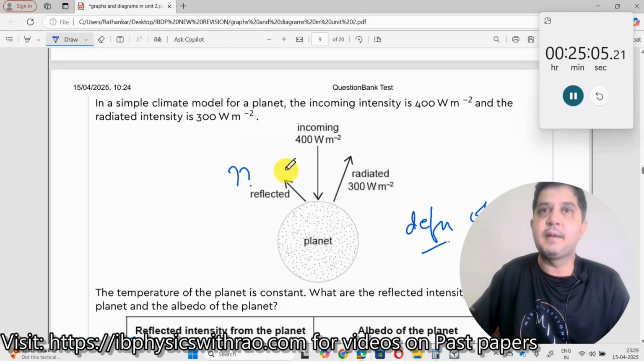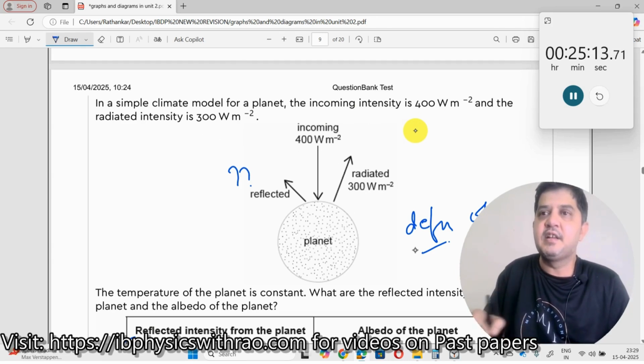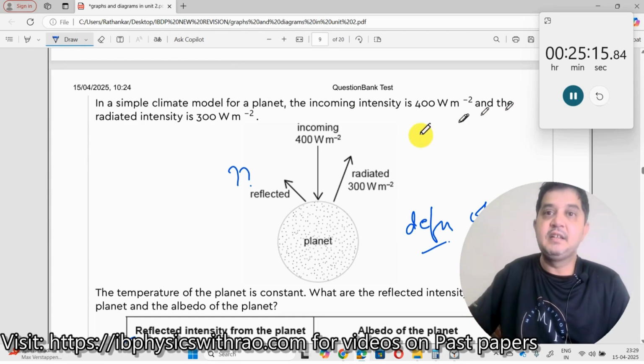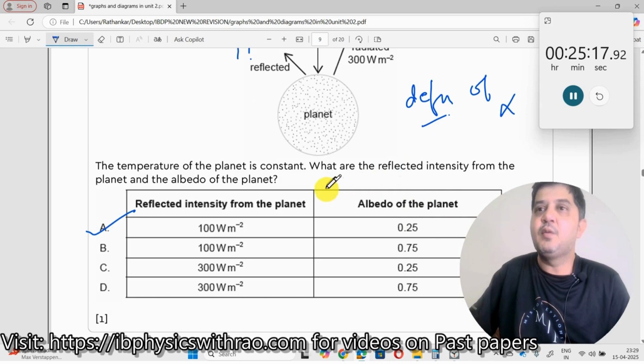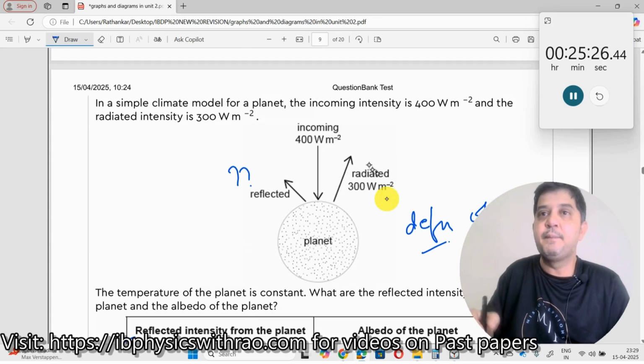Next one. In a climate model for a planet, the incoming intensity is 400. Intensity radiated is 300. The temperature of the planet is constant. What are the reflected intensity from the planet and the albedo of the planet? This is the question. So what is the reflected? For example, 400 comes in, 300 goes out. What is the reflected one?